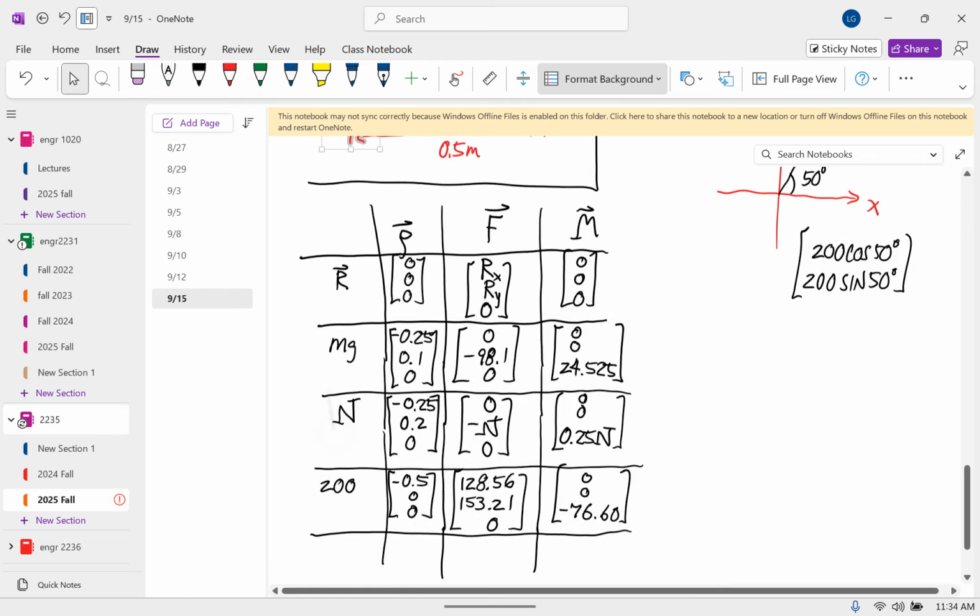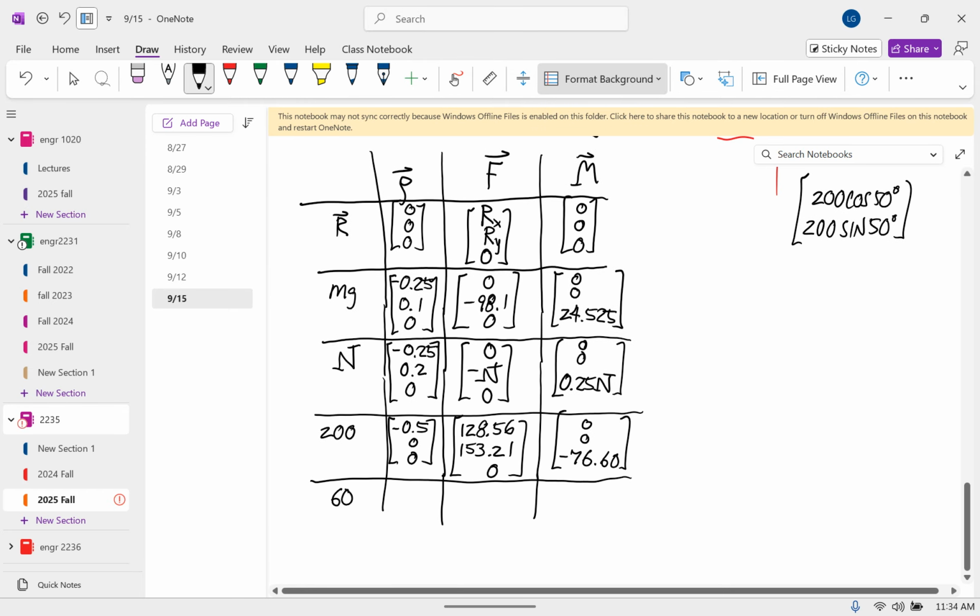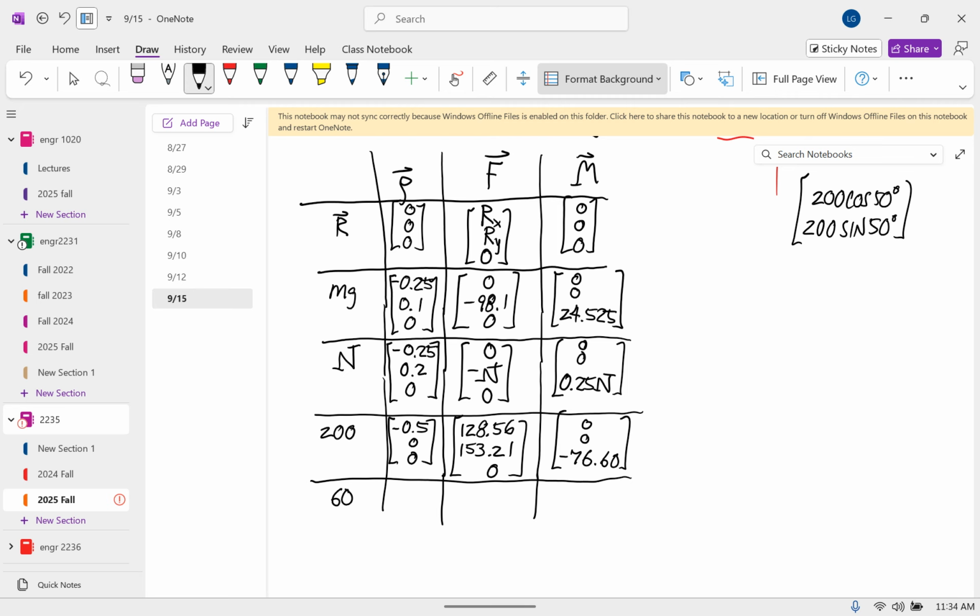Okay, so now we're on the couple. So this is the 60 Newton meters. And the way to put a couple in the table, since it doesn't produce a force and the row vector is meaningless, we'll just cross these two out and we'll put this in as 0, 0, negative 60.